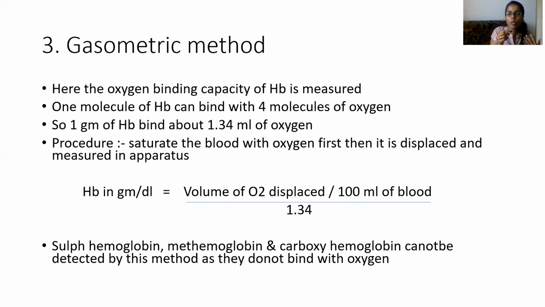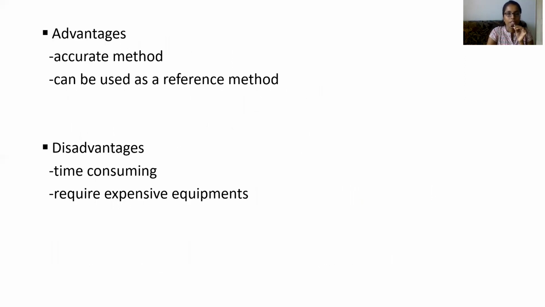But certain hemoglobin variants like sulfhemoglobin, methemoglobin, and carboxyhemoglobin cannot bind with oxygen. So this type of hemoglobin cannot be detected by this method. The advantages of this technique: this is an accurate method, so it can be used as a reference method. The disadvantage is that this is a time consuming method and requires expensive equipment.